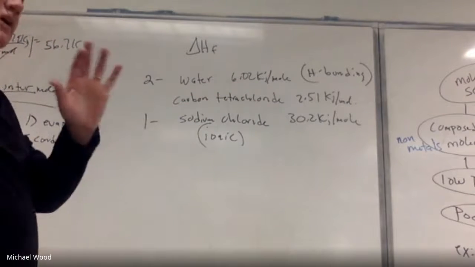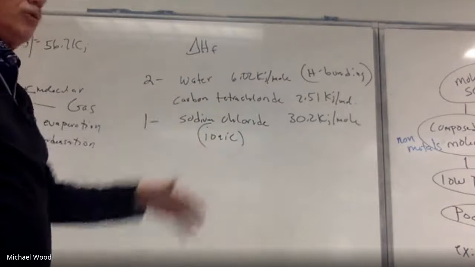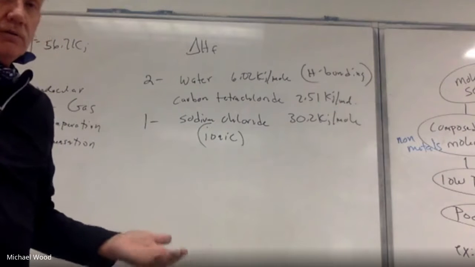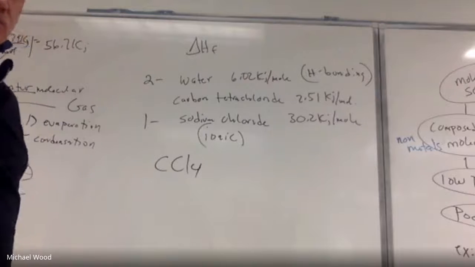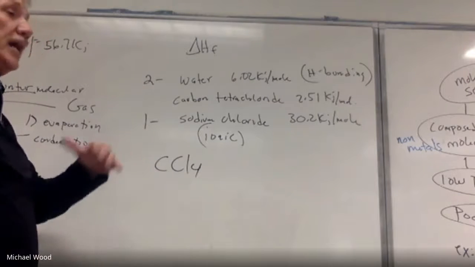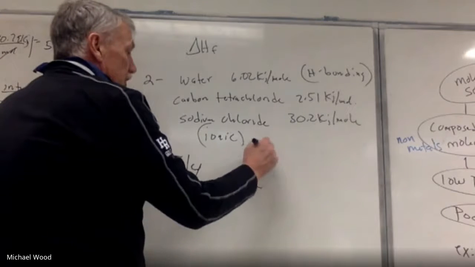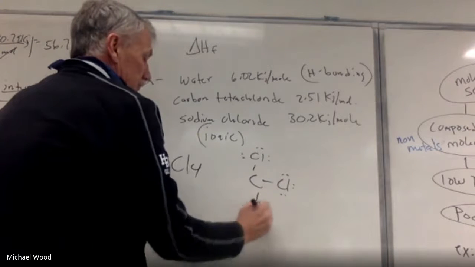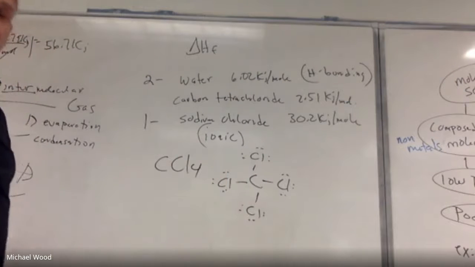Now here we go back to what we were doing way back in first year chem. Carbon tetrachloride, could you write the formula for that? What would be the formula for carbon tetrachloride? CCl5? Close. CCl4. Tetra is 4, so CCl4. Now we go back to chapters 8 and 9. What would be the shape of that? If I do the dot structure, it looks like this. So it has 4 electron domains.